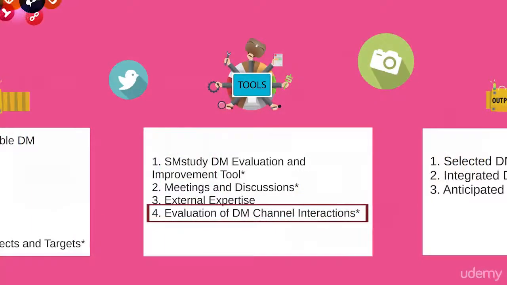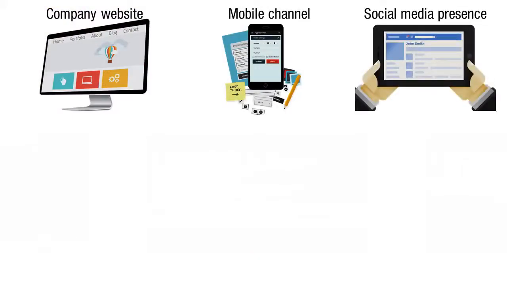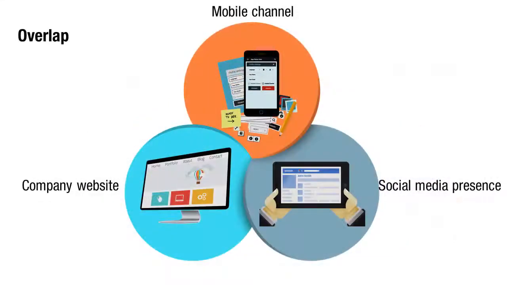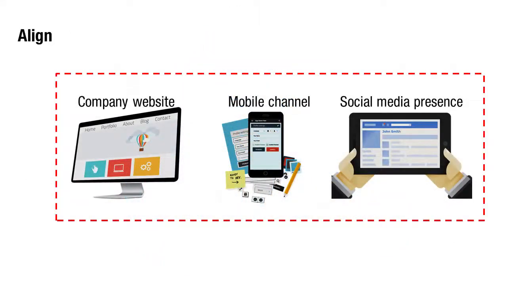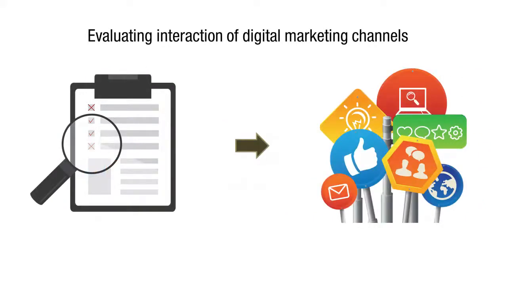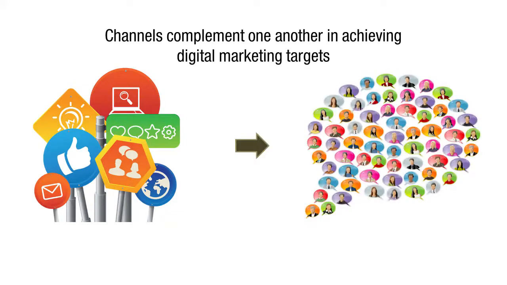Evaluation of digital marketing channel interactions is the last tool of this process. While the company's website, mobile channel, and social media presence are all contributors to a successful digital marketing strategy, these three channels interact, overlap, and must align with one another. Evaluating the interaction of digital marketing channels involves identifying ways in which the various channels can complement one another in order to work cohesively towards achieving the overall digital marketing targets.